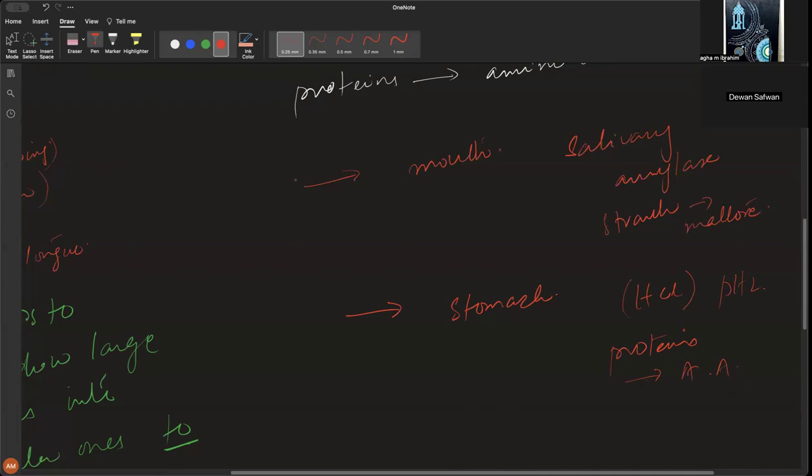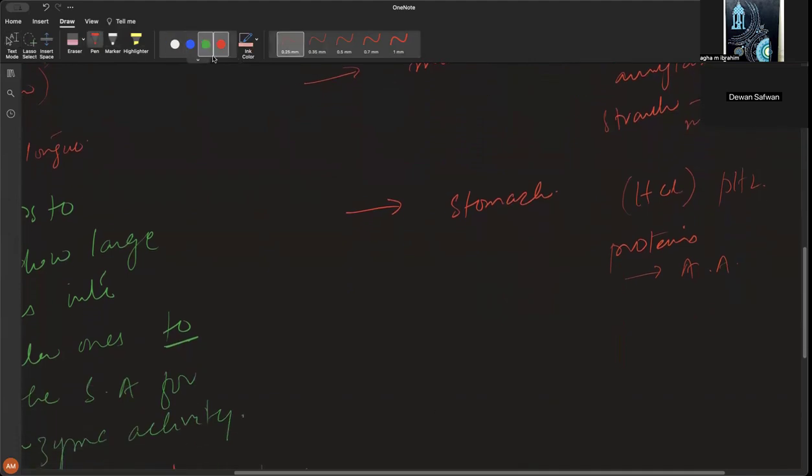And with the presence of HCl also, the fat molecules are also turned into small particles, but that is just physical. We'll discuss that later, inshallah. Let's keep it simple. And where else?